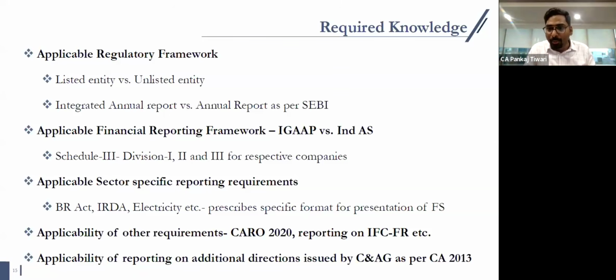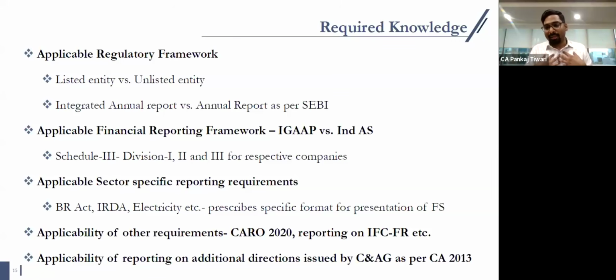I'm in the audit domain. I know the importance of the CARO, and it gives a lot of insights into the financial statement of the company, which we will discuss very soon. And then any additional direction which is given, for example, in case of a government company, you have an additional direction which is issued by CAG.